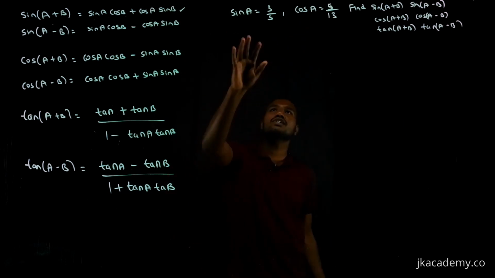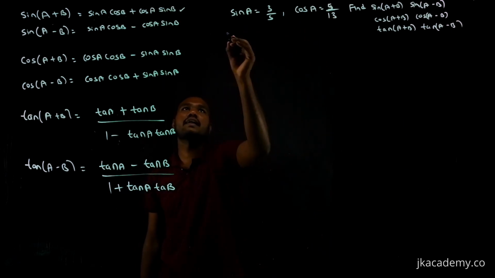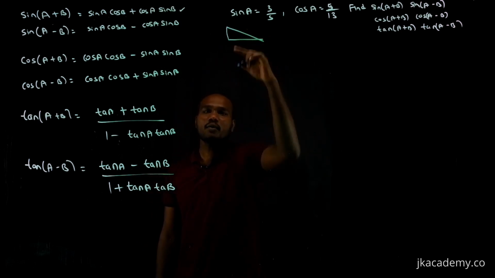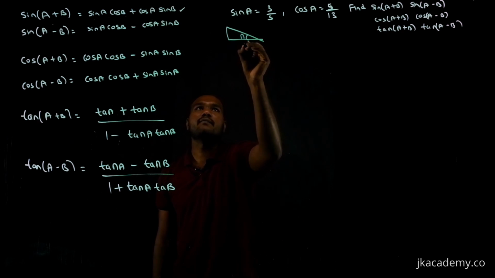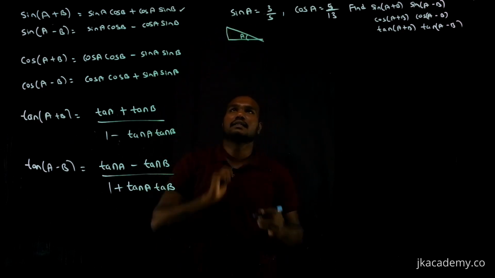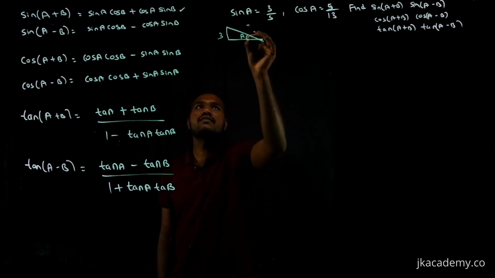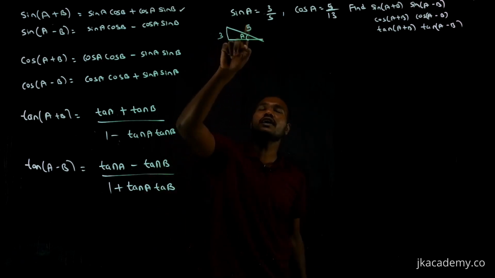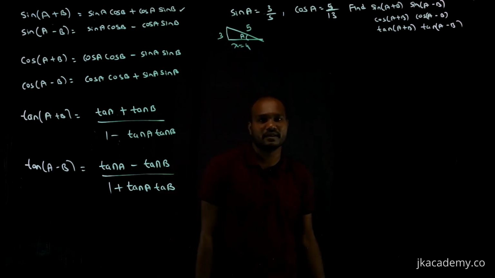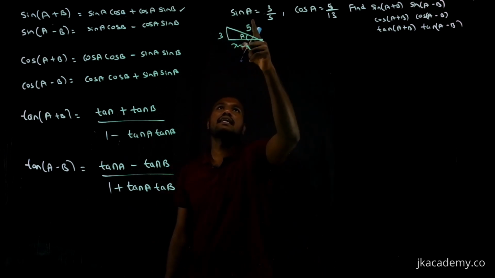See, whenever the question is given, the first thing you need to do is draw a triangle, a right angle triangle. What is this angle? This is A. So what is 3? This or this? It's the opposite side because it's sin. So I'll put 3 here and 5 here. If there is 3 and 5, what will be the other number? If I take x and solve, I'll get 4. This is the triplet.